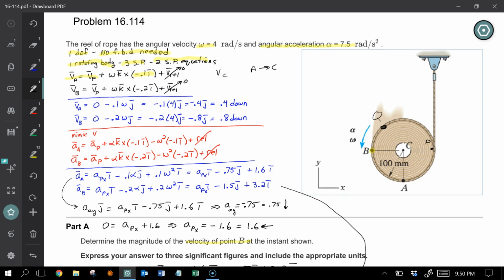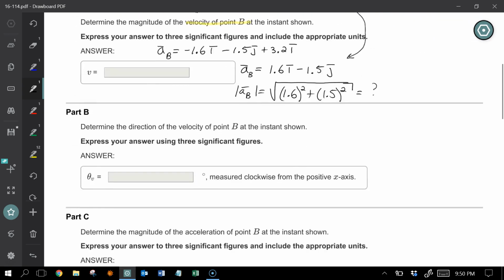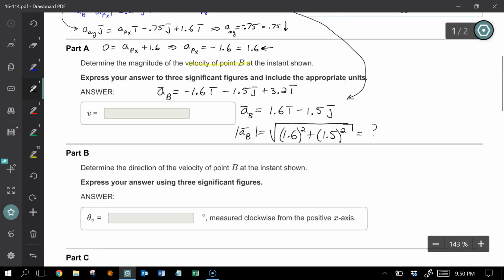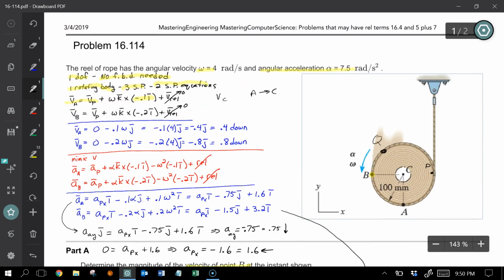The reason A is not special is because they're not asking me for anything about A. So if you notice, nobody asked me anything about A. So I'm really using P, C, and B. Okay, so anyway, velocity of C equals the velocity of P plus omega cross R.